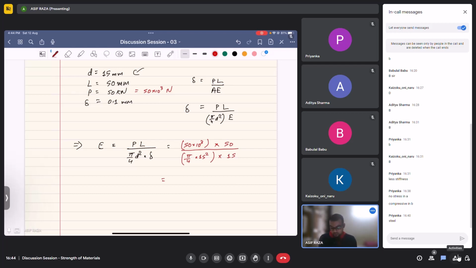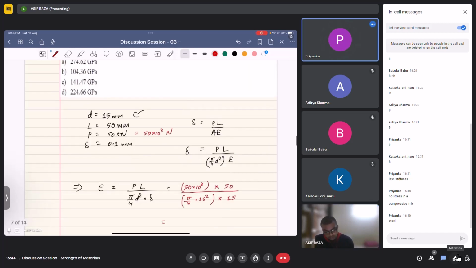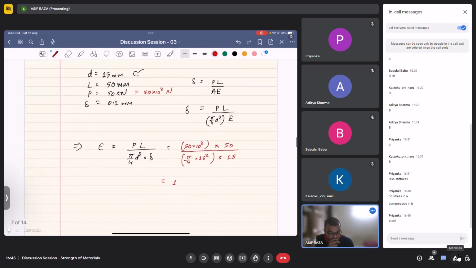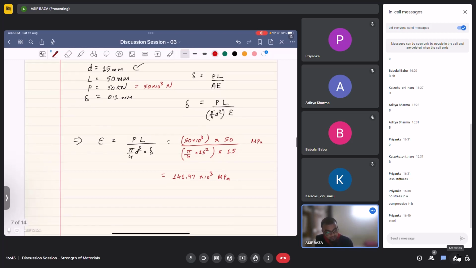So let me check it. Option C, sir. Okay, saying option C. Let me do it myself also. 50 into 4 and so on. Yes, the answer comes out to be 141.47 into 10 to the power 3 MPa. Since it's a stress unit, it's in MPa.